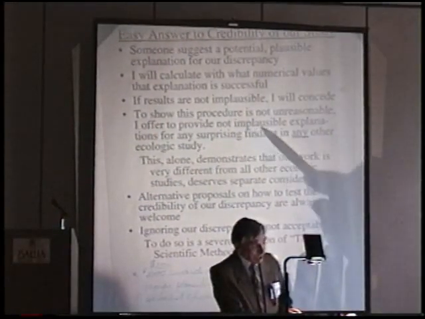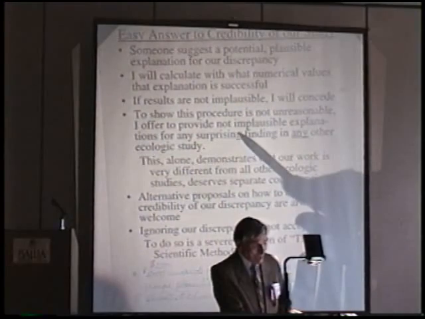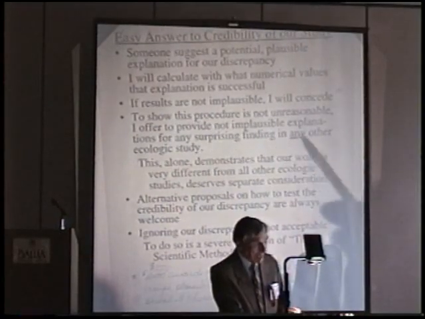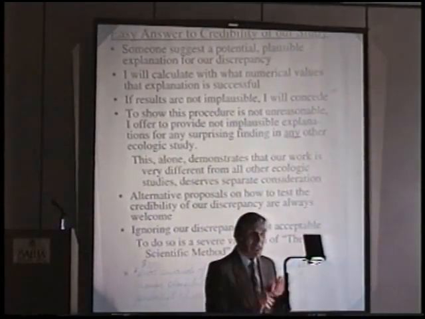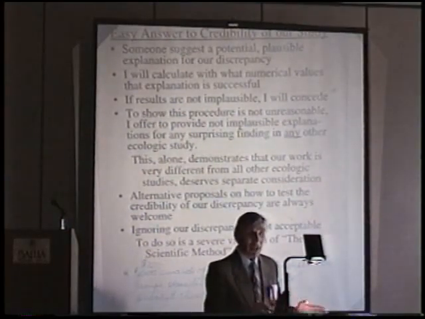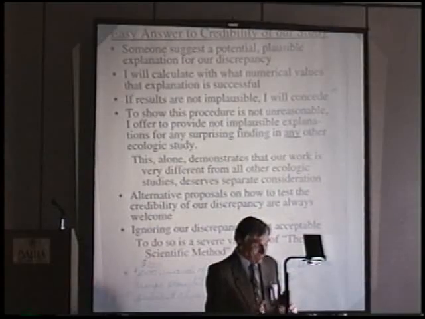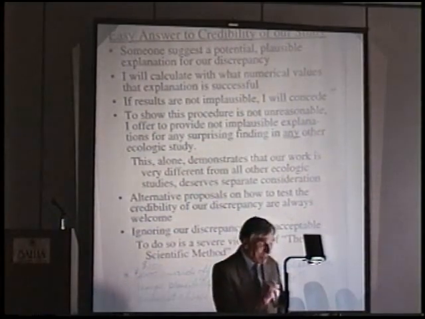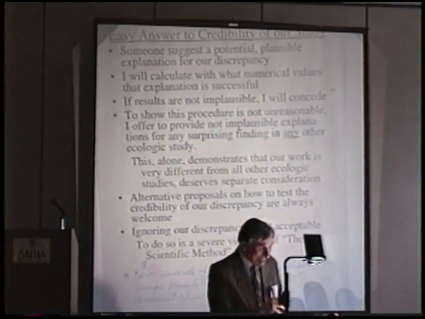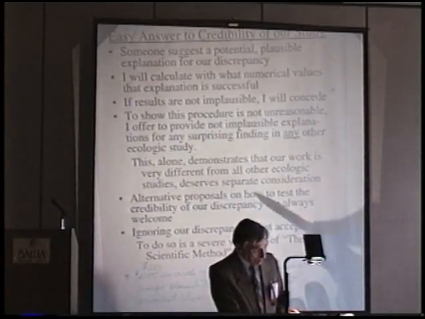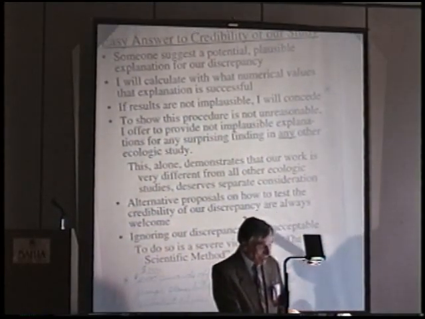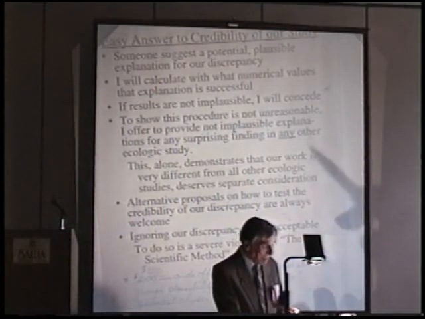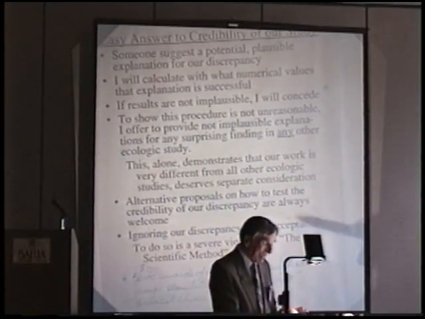To show that this procedure is not unreasonable, I offer to provide not implausible explanations for any finding in any other ecological study. Ecological studies in general are not a good way to determine the cause-effect relationship. It's only to test the linear no threshold theory that it happens to be good, but these people just don't understand that. Anyhow, if anybody has any other proposals on how to test the credibility of our discrepancy, they're always welcome. But the one thing I can't stand is ignoring it.